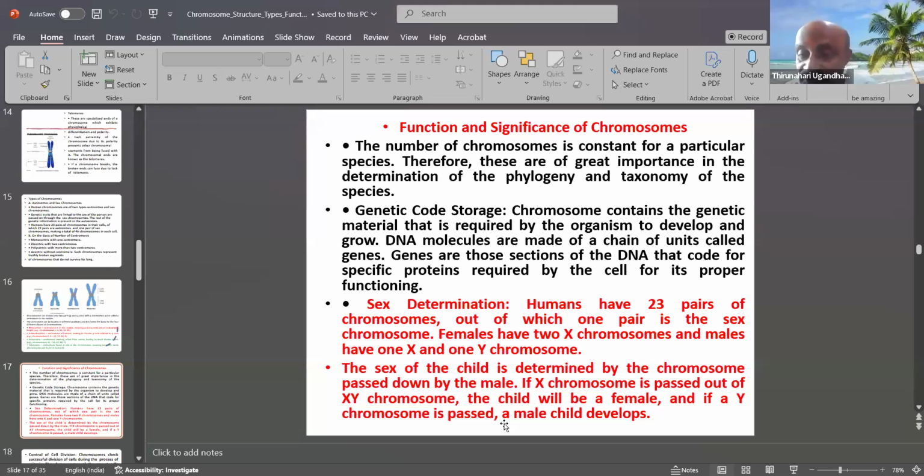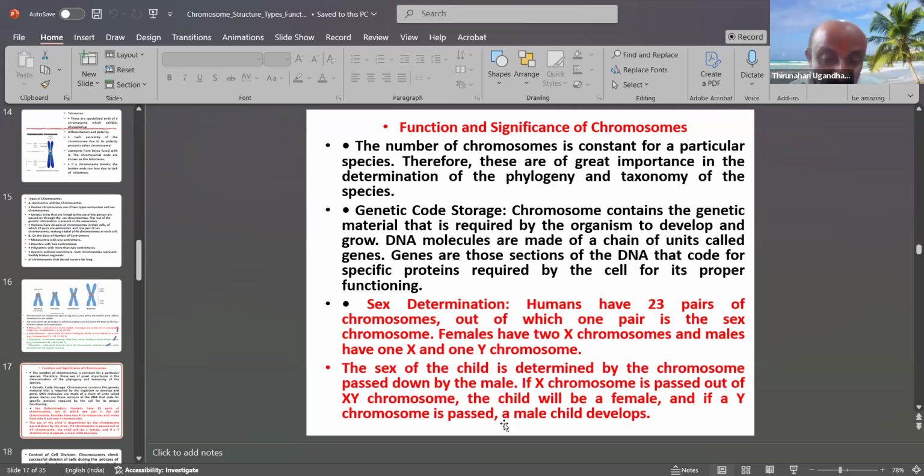A group of genes are mixed to form a genome. All groups of genes are called a genome: the nuclear genome, also the mitochondrial genome, then the chloroplast genome. The genes are sections of the DNA that code for specific proteins required by the cell for its proper functioning.